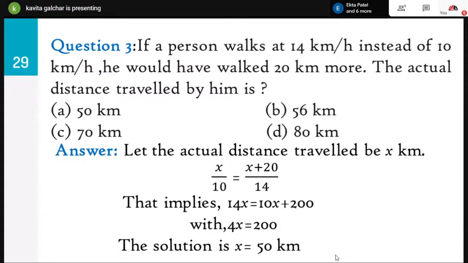See, I don't know. I have to calculate the actual distance. So I am assuming that my distance is x kilometer. As time is the same in both the cases, here I am doing distance upon speed, that is x upon 10. The distance traveled when he is moving with the speed of 10 km per hour is x, and when he is moving with the speed of 14 km per hour, then the distance traveled by him is 20 kilometer more. That is why I am doing here x plus 20 upon 14. That implies by solving the equation, we get 14x is equal to 10x plus 200. And after that, you will get 4x is 200. By solving, you will get x, that is 50 kilometer. What is my x? x is the actual distance traveled by him. Therefore, the answer is 50 kilometer.